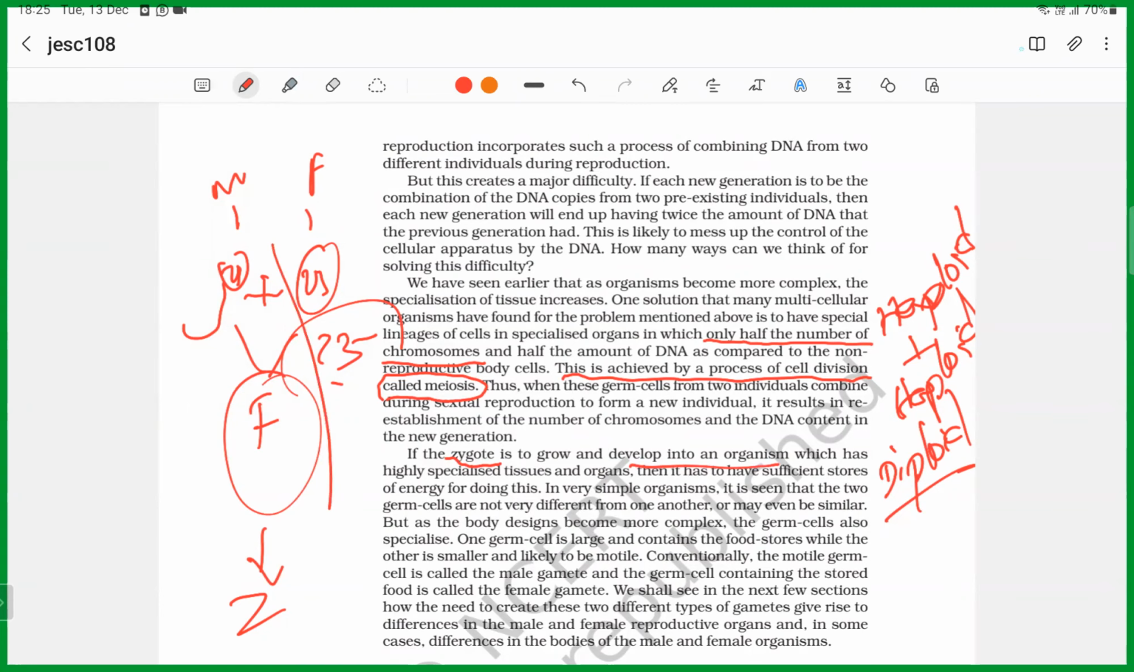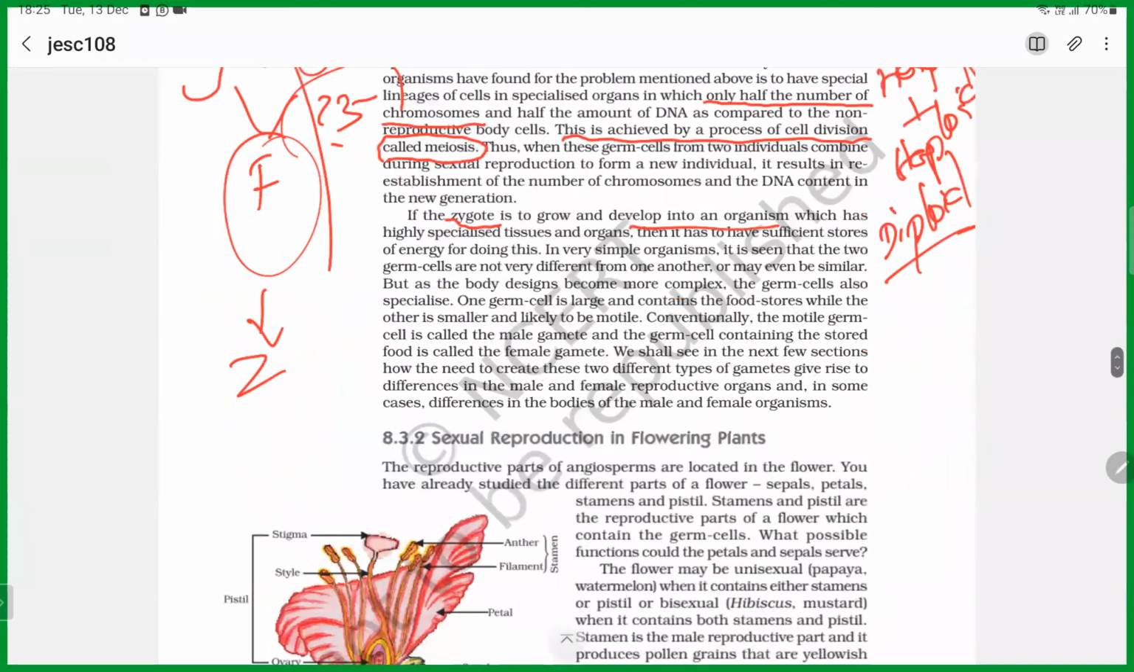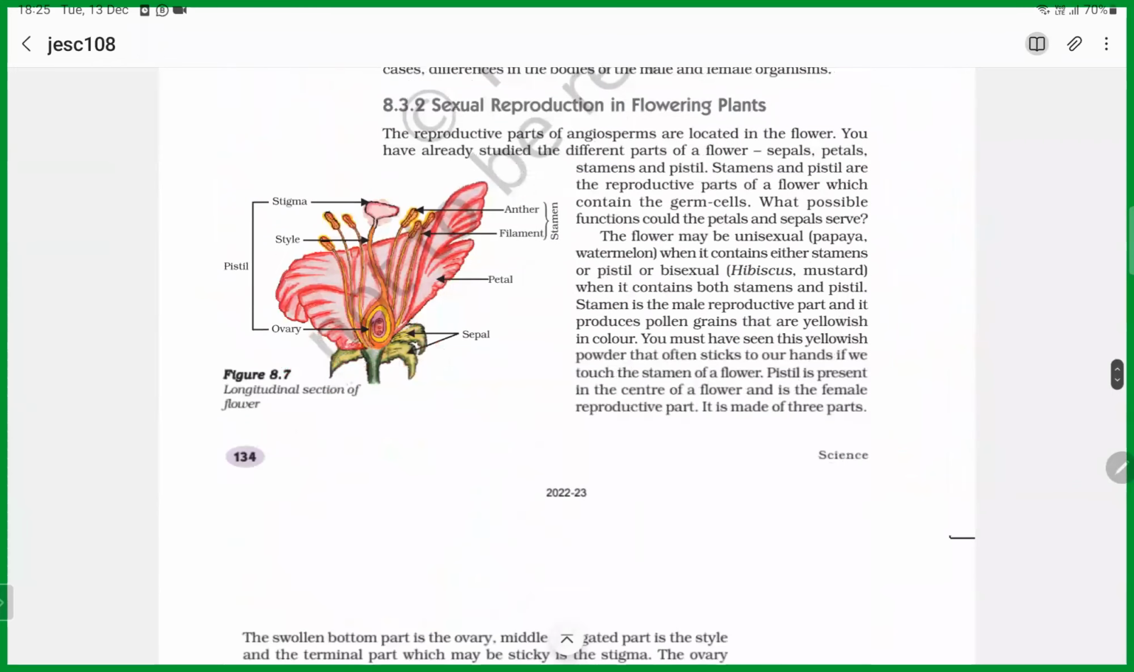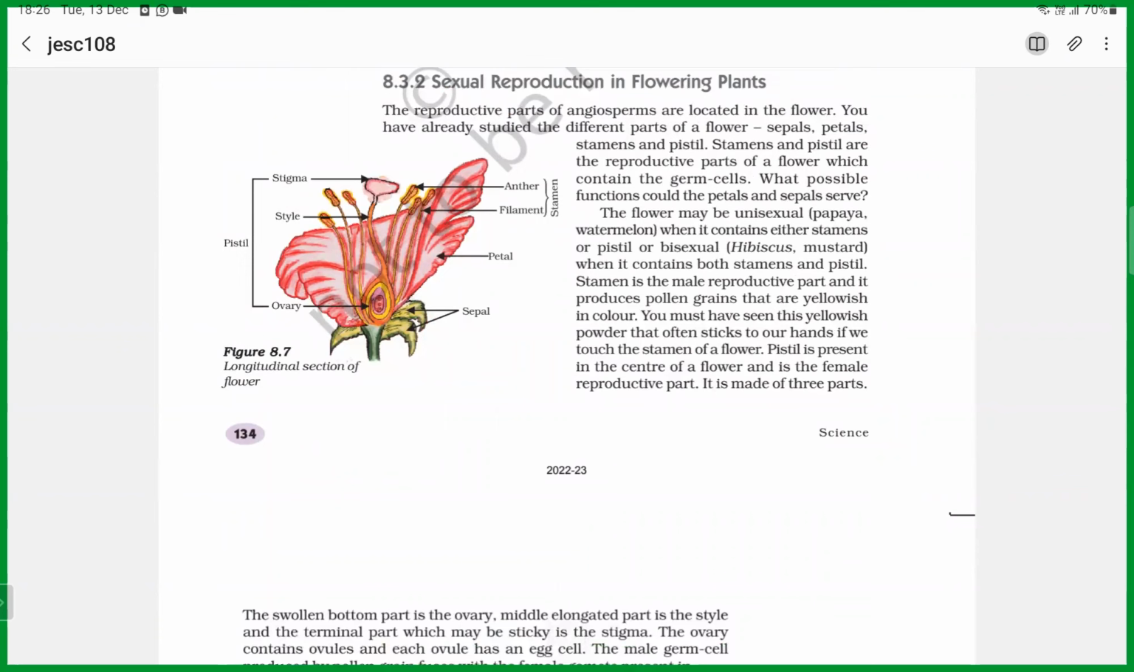So now let's discuss two important things: sexual reproduction in plants and then sexual reproduction in animals. There are different types of plants, and the plant kingdom comprises different divisions. In class 9 you would have studied. Just for refreshment, I'll tell you: algae, bryophytes, pteridophytes, gymnosperms, angiosperms. These are the five divisions of the plant kingdom.